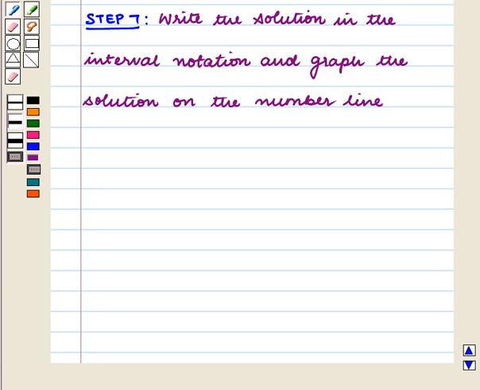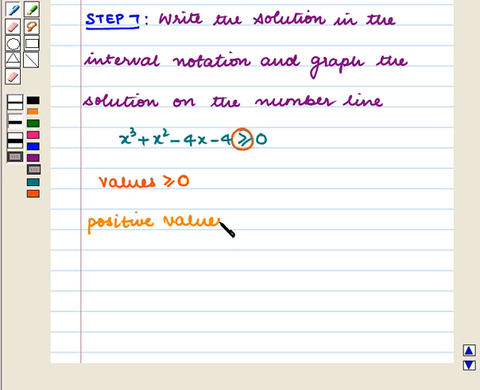So now our last step is to write the solution set in interval notation and graph the solution on the number line. We have the inequality x cube plus x square minus 4x minus 4 greater than or equal to 0. Due to the greater than or equal to symbol, we will choose those regions which give values greater than or equal to 0. That is, positive values.